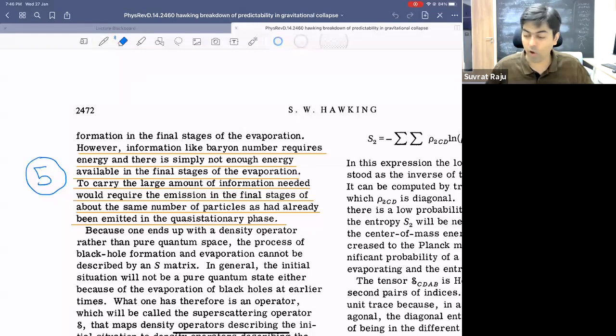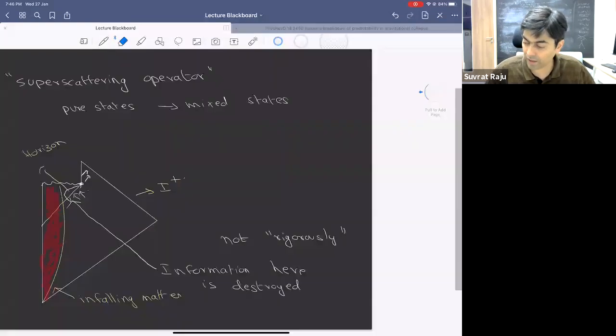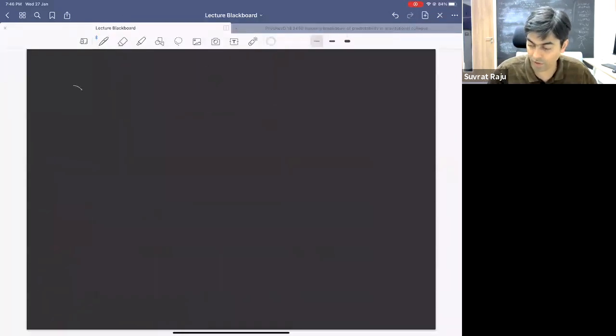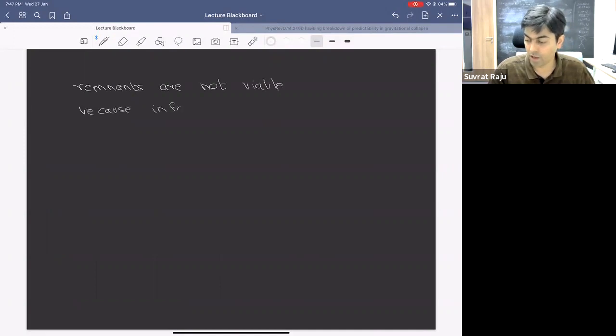So this is the point that remnants are not viable. This is the other point that Hawking made. They are not viable because information requires energy. This is the summary of Hawking's original argument, which we've gone through in some detail.